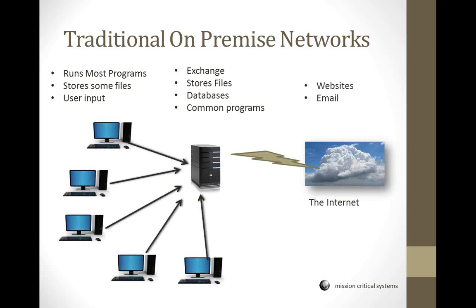So under a traditional network, email comes out of the internet and goes into the Exchange server in the closet, and then all of the computers are going to connect to the Exchange server in order to interact with that email, and then they send an email. It comes from the Exchange server back out to the internet.